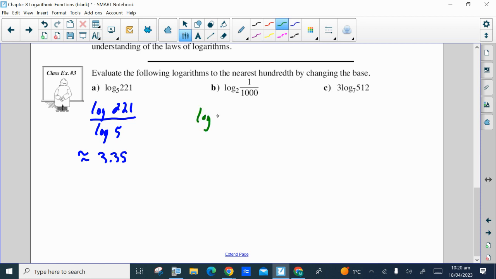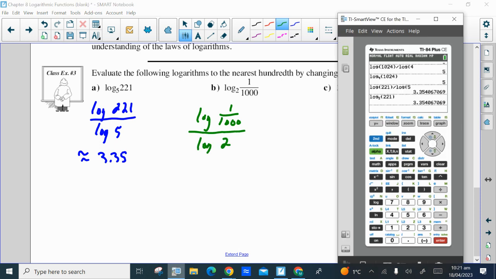Question B, that would be the log of 1 over 1,000. That's the argument divided by the log of the base, which is 2. So using the change of base identity, we get a negative answer. We said before that you cannot take the log of a negative number, and this change of base identity also illustrates why the base can't be negative either. Because if you use the change of base identity, it's divided by the log of the base. You can't take the log of a negative number, so the base can't be negative.